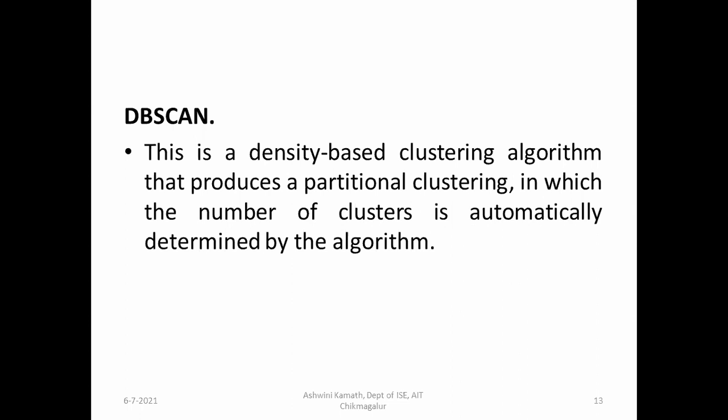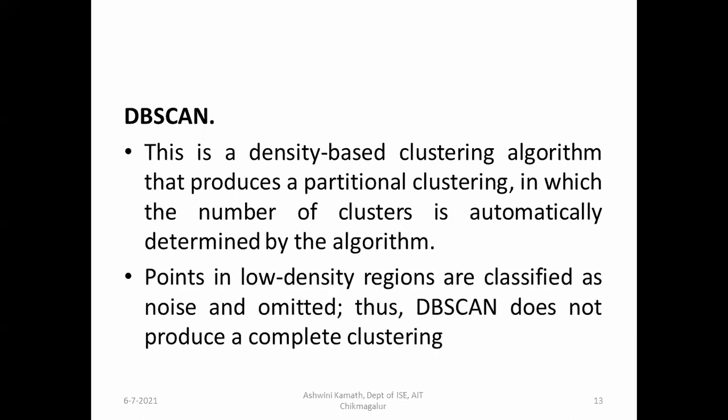So here the user need not specify how many clusters have to be formed. The algorithm will automatically determine how many clusters will be formed based on the given data. Points in low density regions are classified as noise and omitted. Thus, DBSCAN does not produce a complete clustering. The reason is that regions with low density will be removed from the clusters.